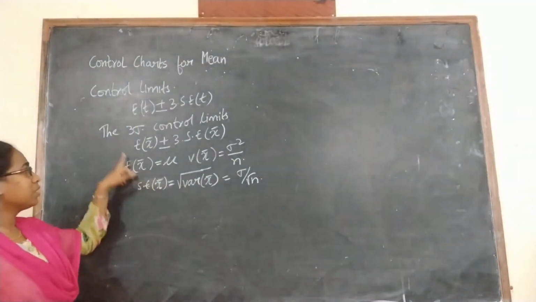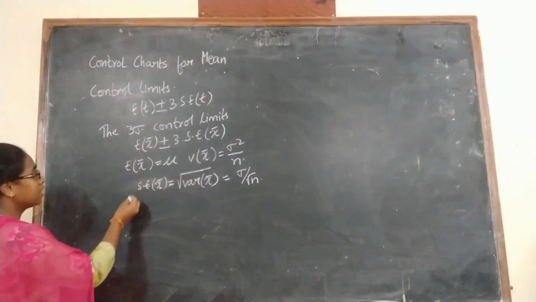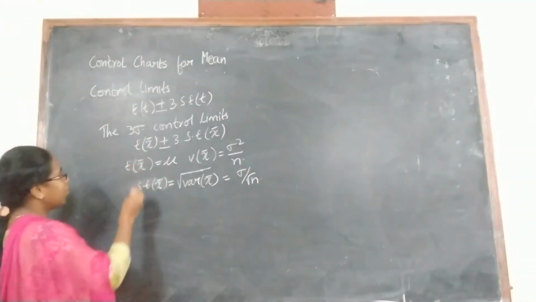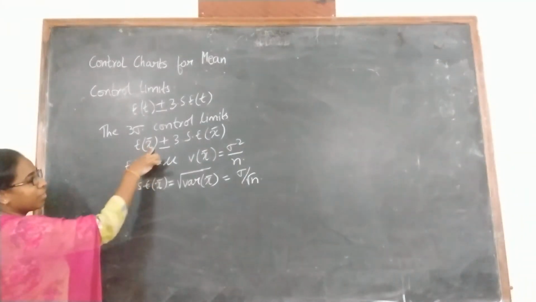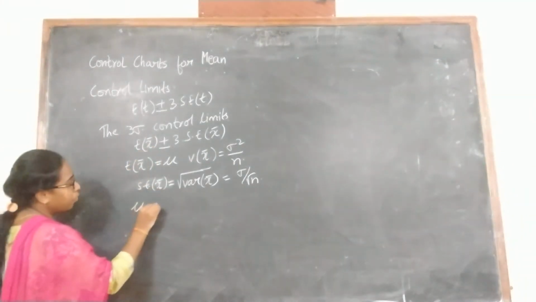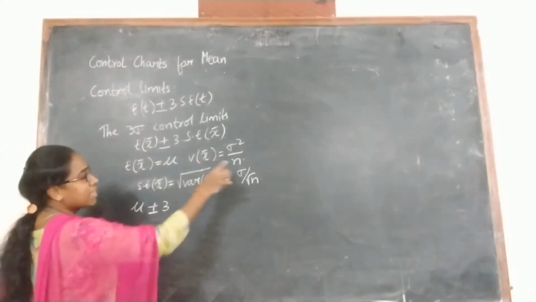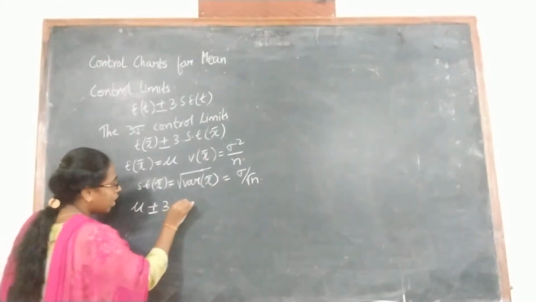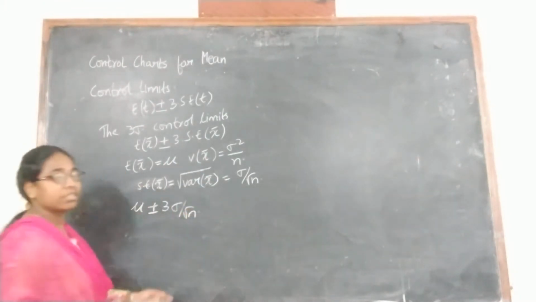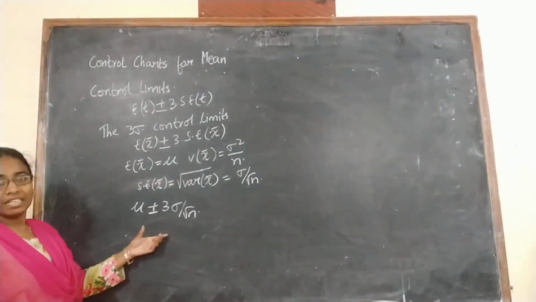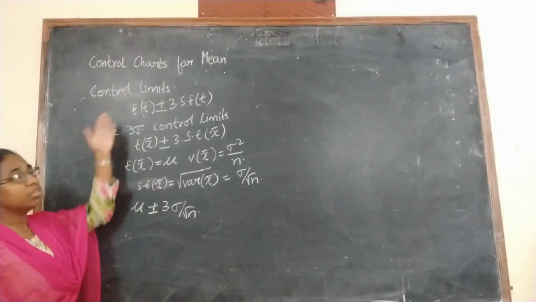Substitute these values in the 3 sigma control limits. Now the 3 sigma control limits become: expectation of x bar value is mu, plus or minus 3 into, what is the standard error value? Sigma by root n. So these are the general control limits for the mean chart.